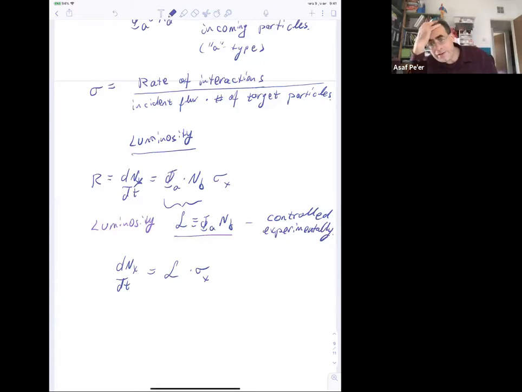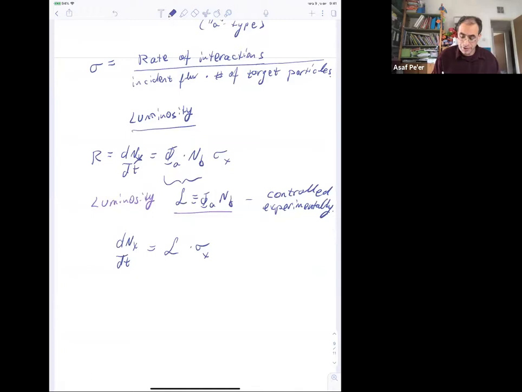So we choose the target. We have some control of the incoming particle flux, the velocity, the density. This is something which we actually have a control over. And dN_x over dt is something which you can actually see. This is what we measure in the experiment. So that's how we can deduce sigma_x. As opposed to that, sigma_x is not controlled, it is measurable. It is controlled by the physics, by nature.